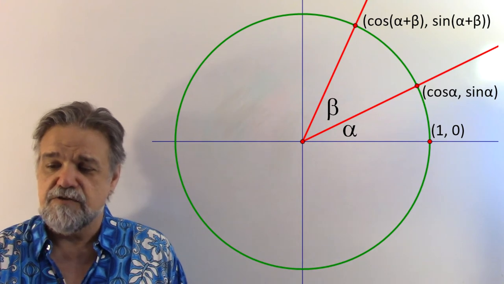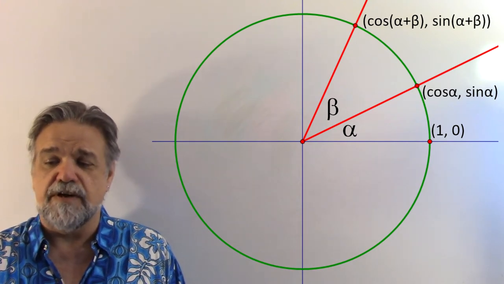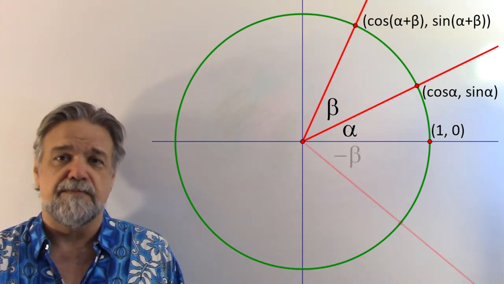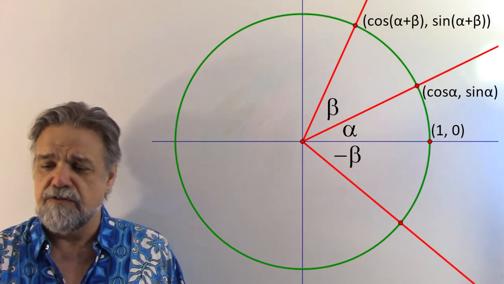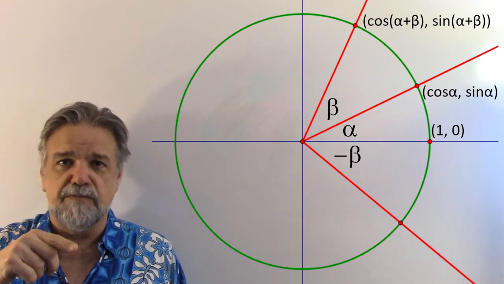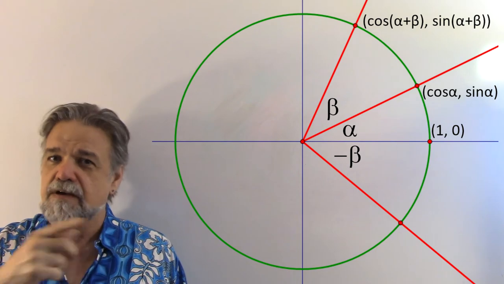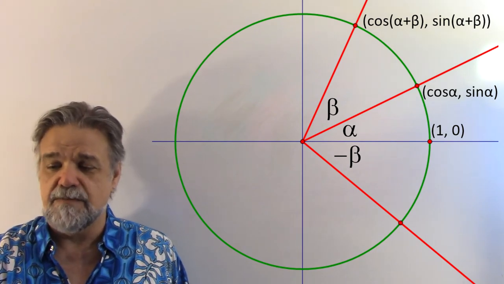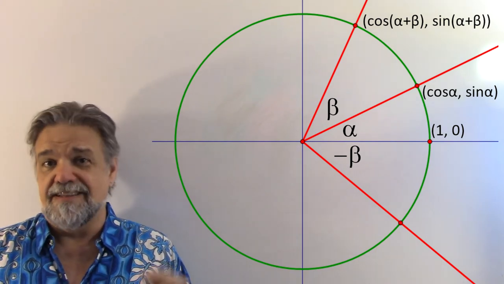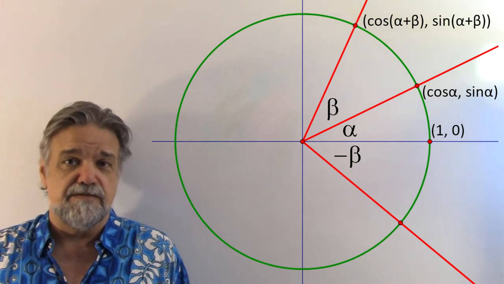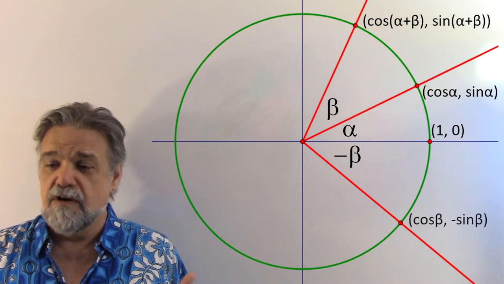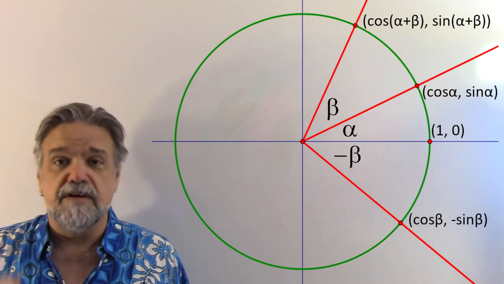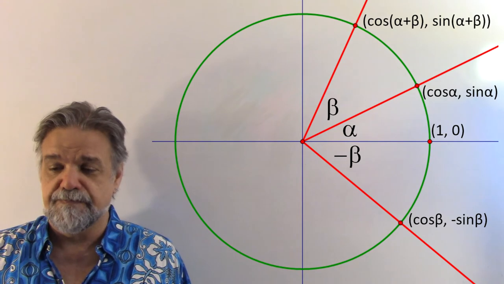Okay. So now I want to draw another angle down here. I want to draw negative beta. So there's negative beta. And what are the coordinates of that point where it hits the unit circle? Well, it's going to be the cosine of negative beta and the sine of negative beta, right? But the cosine of negative beta is the same thing as the cosine of beta. And the sine of negative beta is the same thing as the negative sine of beta because cosine is even and sine is odd. So therefore, our coordinates here are cosine of beta and negative sine of beta.